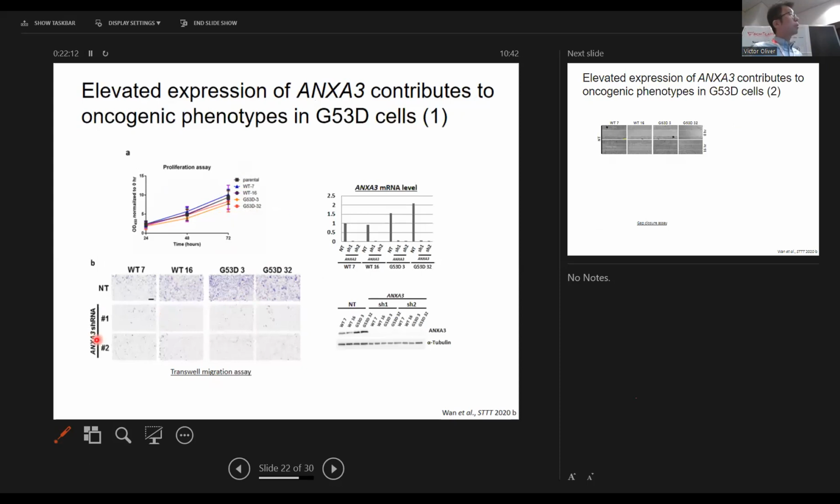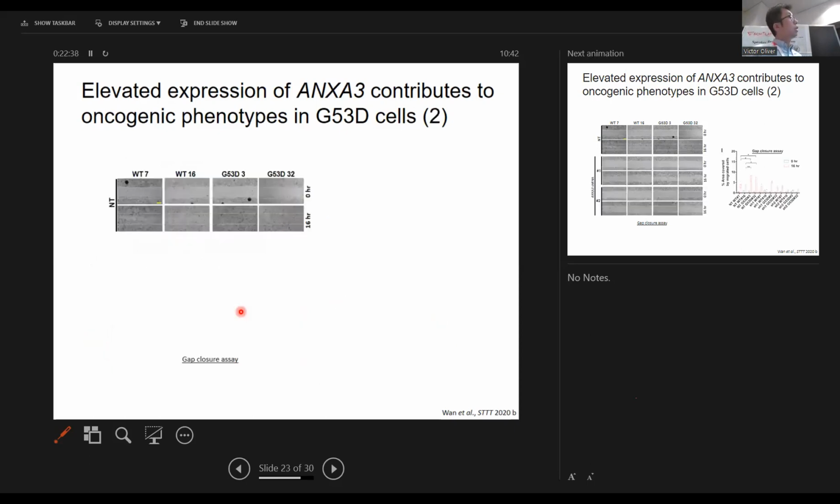If we knock down ANXA3 using siRNA, you can see that the migration ability is significantly reduced in both wild type and mutant. This is the knockdown of ANXA3 validated by RT-PCR and Western blot. So knockdown of ANXA3 significantly reduced the cell migration ability.